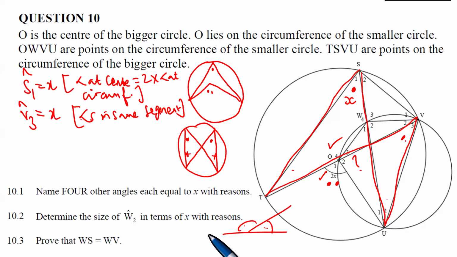The examiner is saying there are four, so we're missing two more. Let's find them. Ooh, I see here. I'm excited if you're seeing something. Oh my gosh, this one. Because we have already seen that V3 is x. Then another angle that is equal to x, which one?